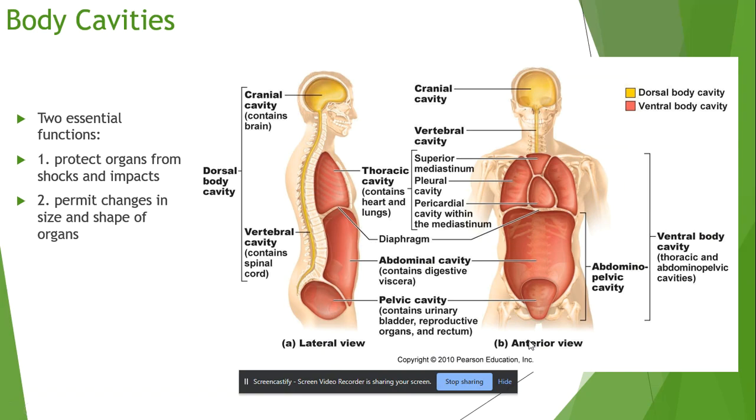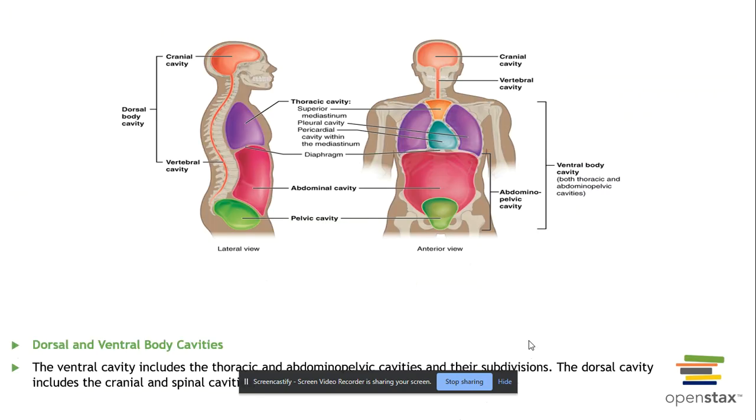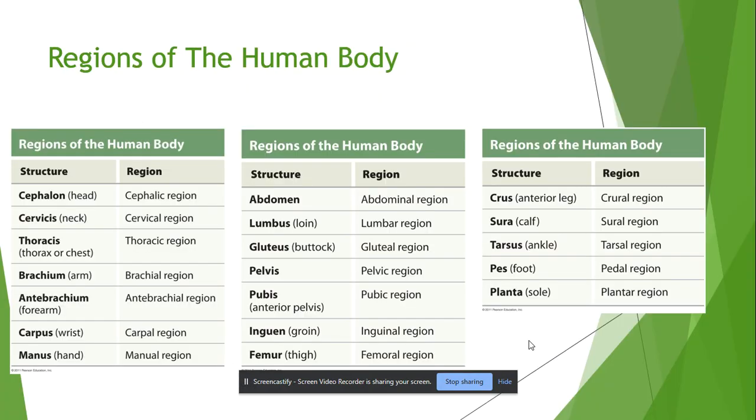These are the body cavities. And we'll talk about a couple functions here that we may or may not have covered in lab. Essential functions are to protect the organs from shock and impact and to prevent changes in size and shape of the organ. So those will allow for expansion and contraction of the organ. You can see the body cavities again. These are the regions that I would like you to know that we covered in lab.